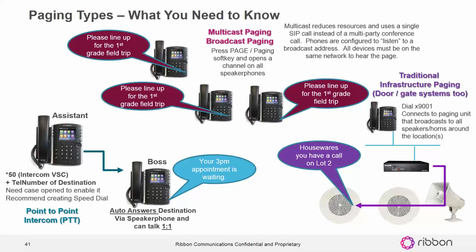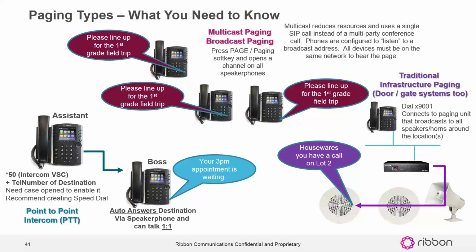And the multicast paging, you could set it up, let's say, for school, and you could say, you know, maybe you only broadcast it to the first grade wing and say, please line up for the first grade field trip, you know, whatever it is. So all of the speakerphones in the first grade wing would ring, or actually auto answer, they wouldn't ring, and they would all broadcast through that. So that means you don't need that overhead infrastructure things, you just use it through the phones.